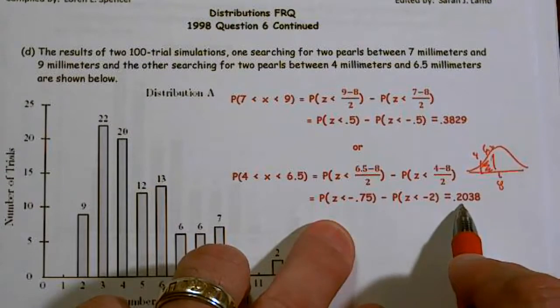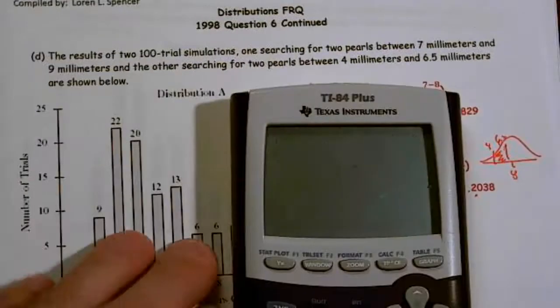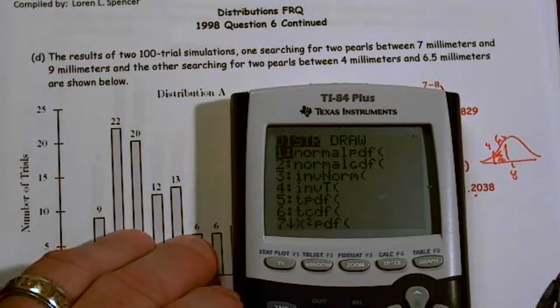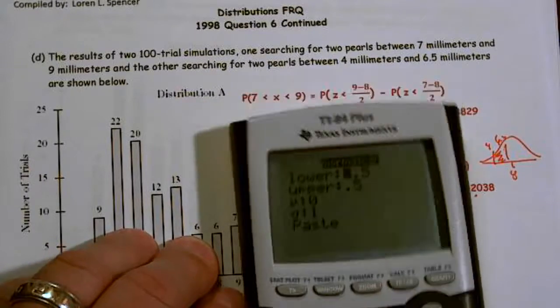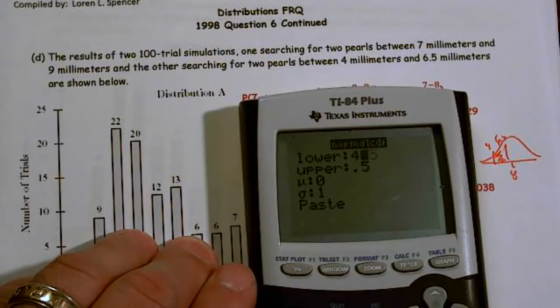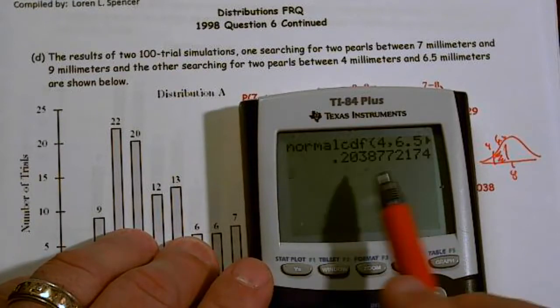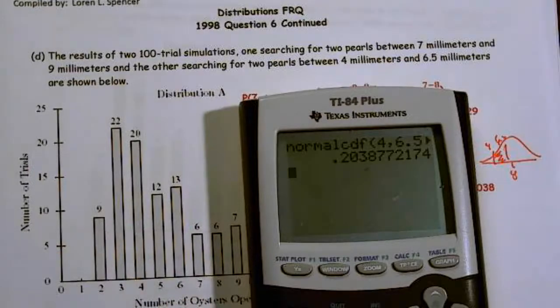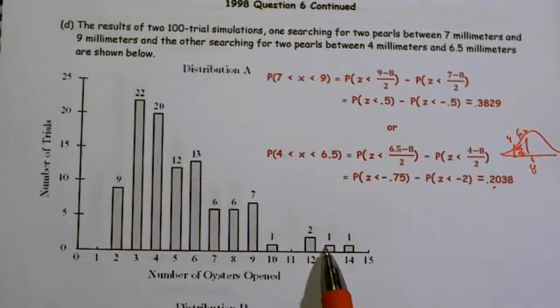And just as a reminder, all you had to do was go to the calculator, 2nd VARS, normal CDF, and I'm going to go ahead and use the actual values. It says lower bound is 4, upper bound is 6.5, mean of 8, and standard deviation of 2. And we find out that that's 0.2038. So I did that, and I actually wrote it down a second time for the second graph. Well, this one happened faster.